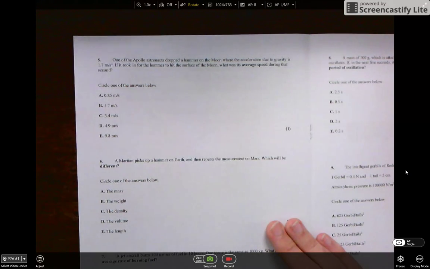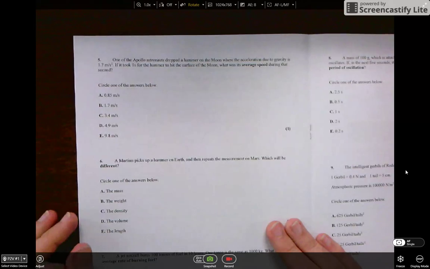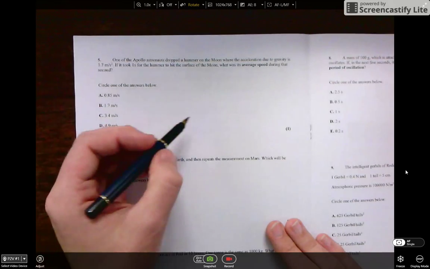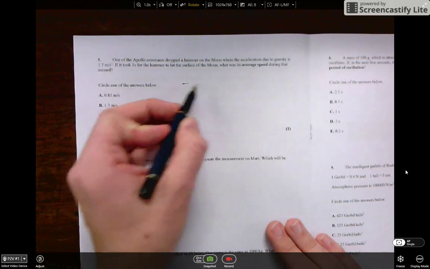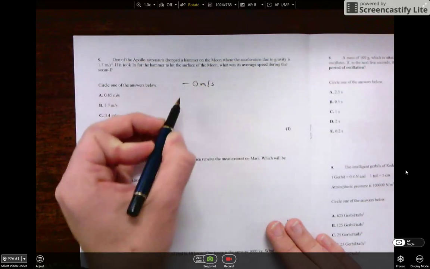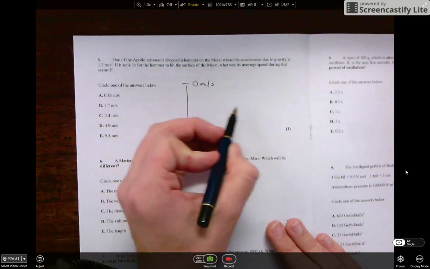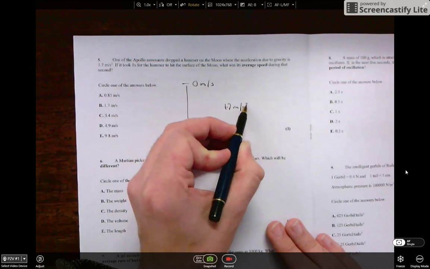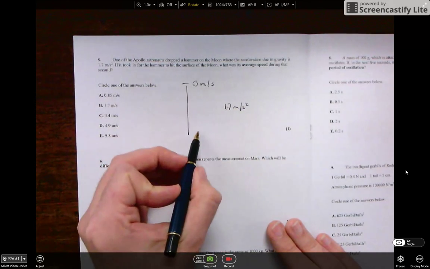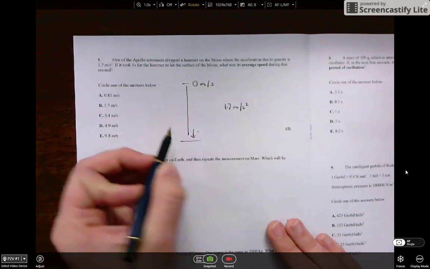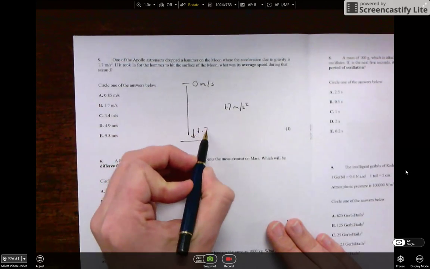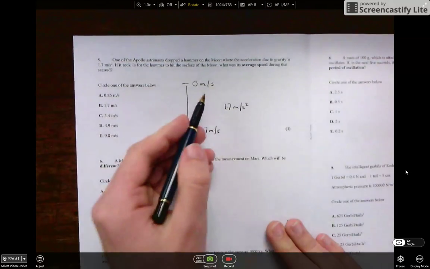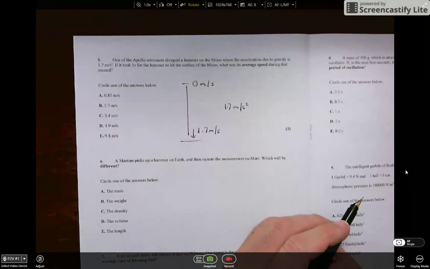So if it takes 1 second for the hammer to hit the surface of the moon, what's its average speed during that second? It starts off not moving at the top, 0 meters per second. 1 second later, if the acceleration is 1.7 meters per second squared, then after 1 second, when it hits the ground, it's going to be going at 1.7 meters per second because it's sped up by that in 1 second.